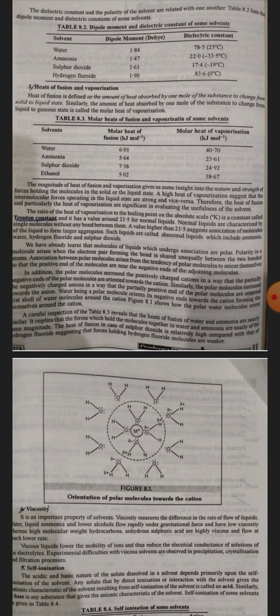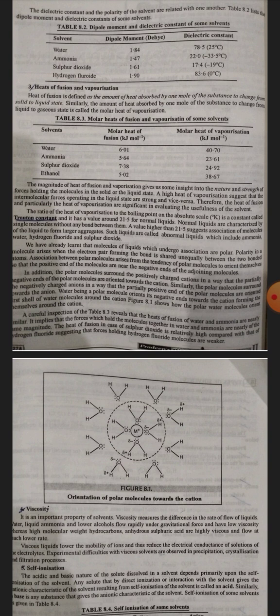A high heat of vaporization suggests that the intermolecular forces operating in the solid state are strong, and vice versa. Therefore, the heats of fusion, particularly the heat of vaporization, are significant in evaluating the usefulness of a solvent. The ratio of the heat of vaporization to the boiling point on the absolute scale, degrees Kelvin, is a constant called Trouton's constant, and it has a value around 21.5 for normal liquids.